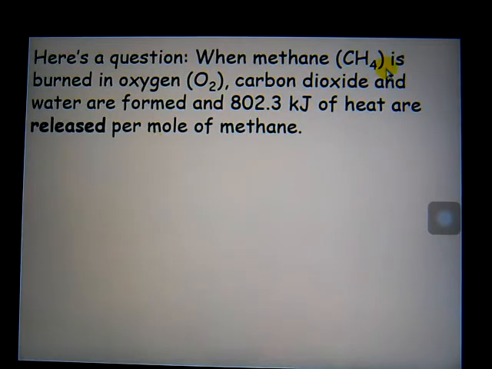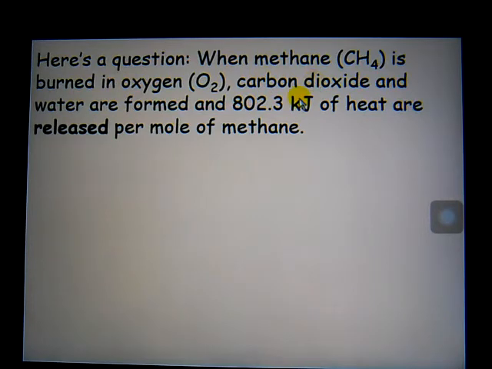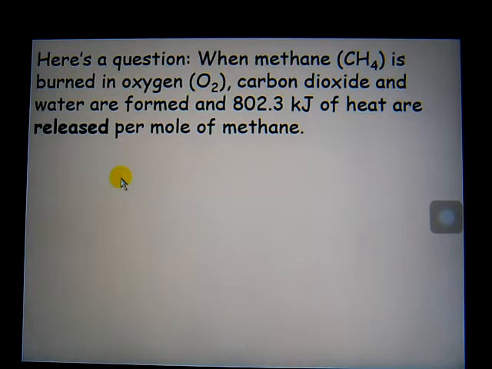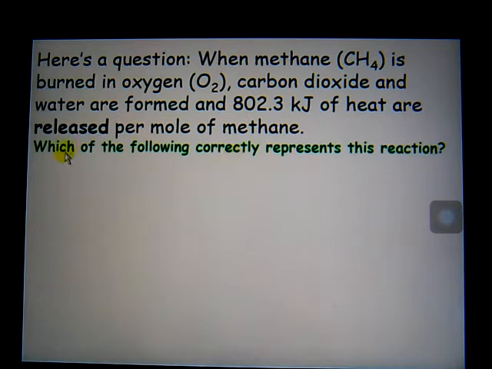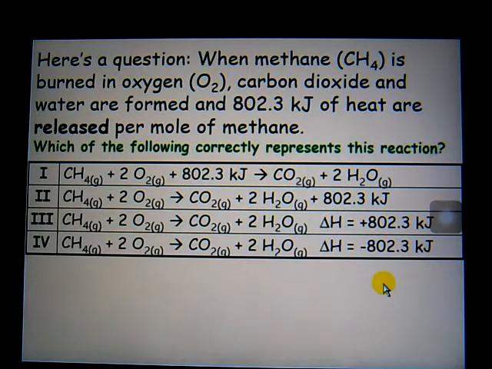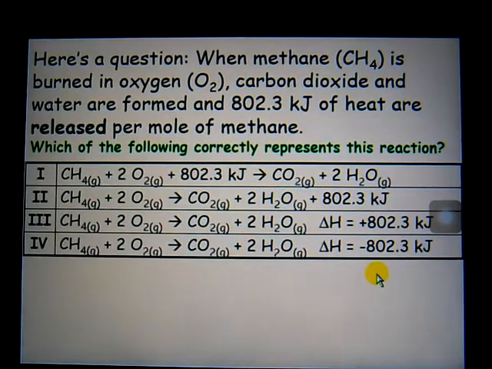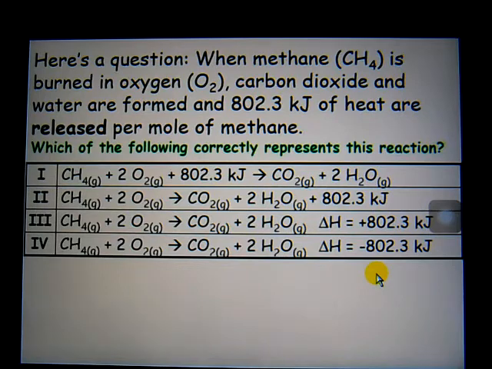Here's a question for you. When methane, or CH4, is burned in oxygen, carbon dioxide and water are formed, and 802.3 kilojoules of heat are released to the surroundings per mole of methane. Looking at these choices, which of the following correctly represents this reaction? I want you to try and figure out the answer or answers, and then you can turn the video back on and check your answers.